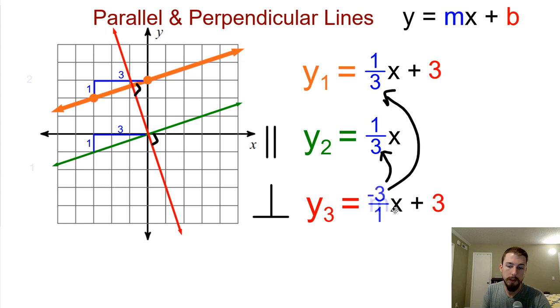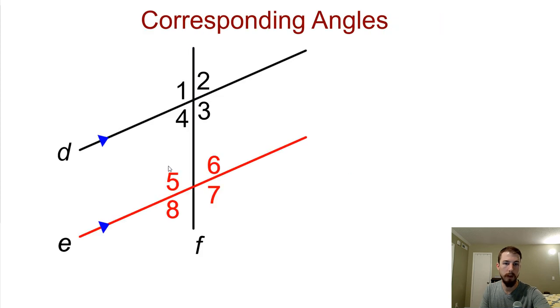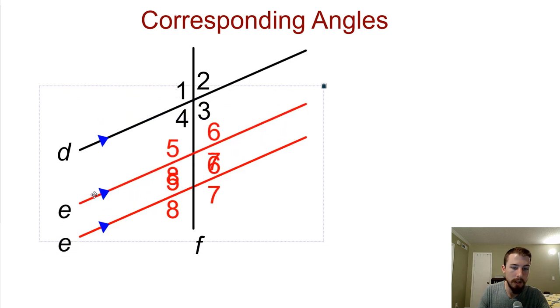Then the opposite reciprocal slope is going to be perpendicular to both of them because of the perpendicular transversal theorem. Good stuff. All right, corresponding angles. Remember, corresponding angles are in the same location.